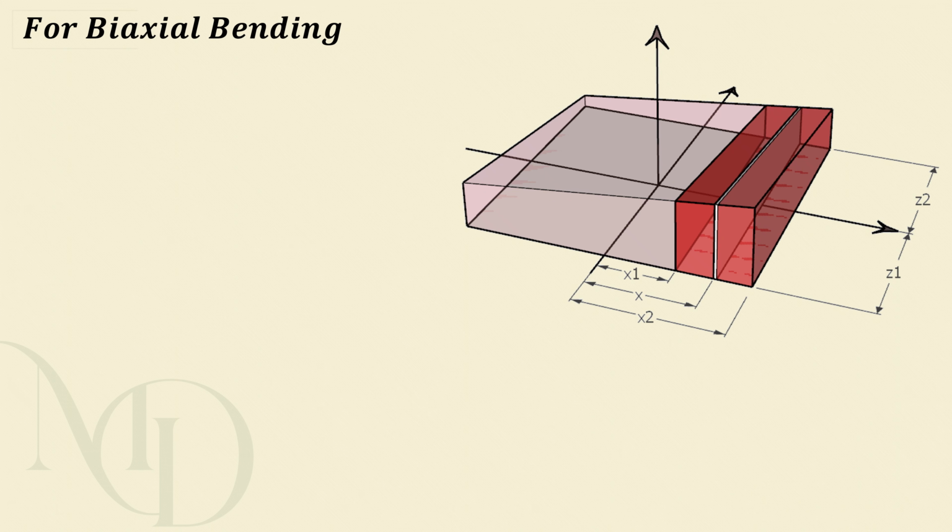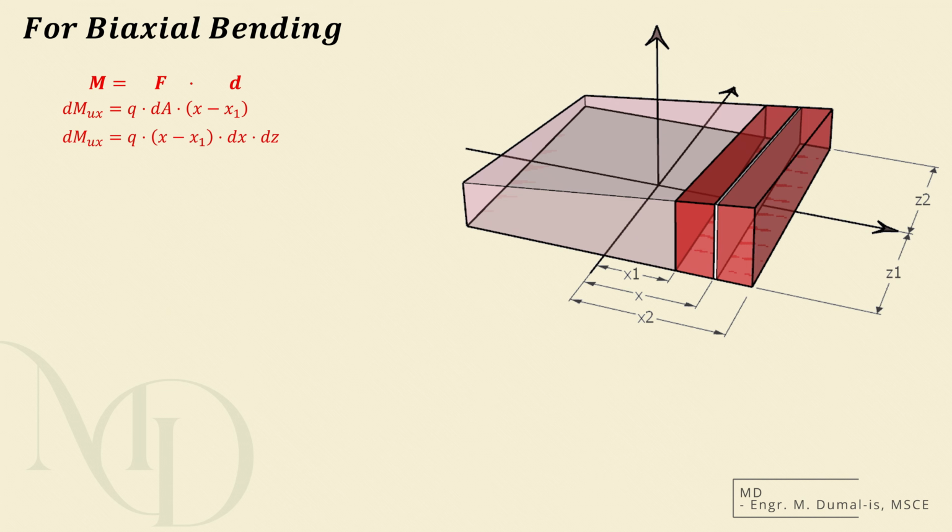Now, let's talk about bending moments. To derive the equation for biaxial bending, recall that the base formula for moment is force times distance. Consider a small differential strip near the critical section perpendicular to the x-axis. The differential moment is equal to the pressure, Q, times the differential area, dA, multiplied by the moment arm, which is x minus x1. The differential area can be replaced with dx times dz.